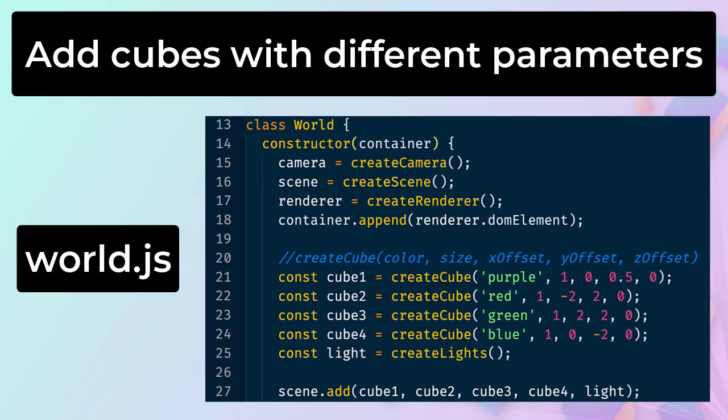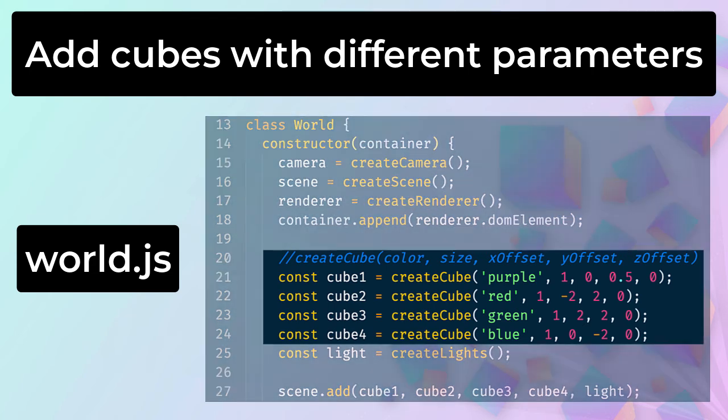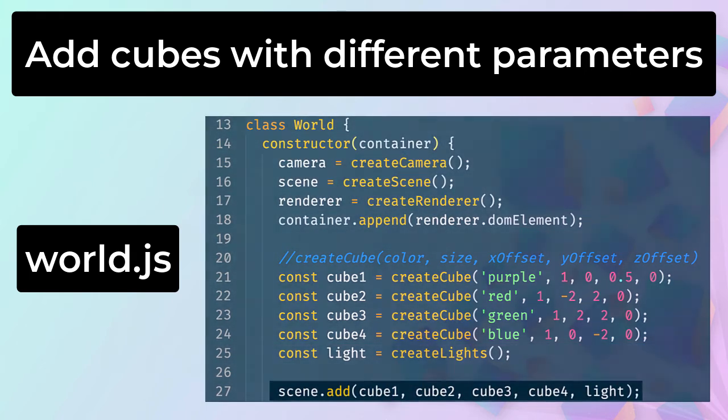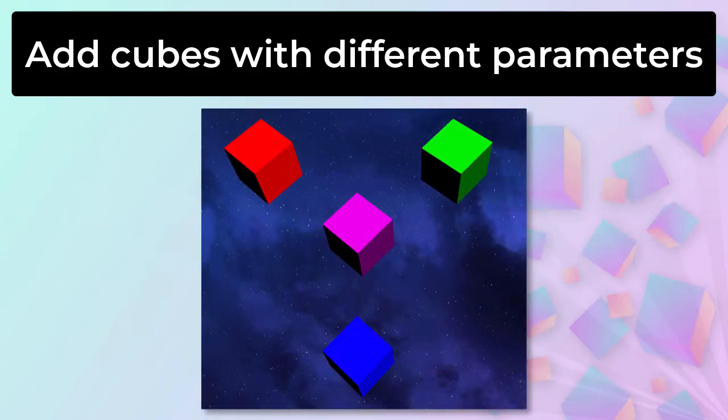You probably won't be surprised to learn that we add new cubes to our 3D world by calling the createCube function multiple times but with different parameters. You can see how I've done that here in world.js. I've added 3 additional cubes, each with a different surface color, and positioned them around the original purple cube. All of these cubes are added to the scene at the same time with this line of code. And this gives us a scene that looks like this.